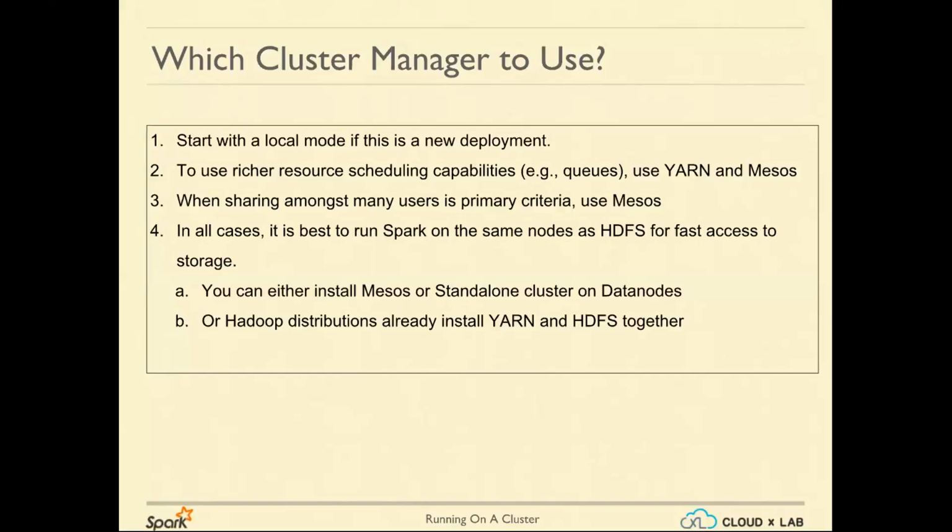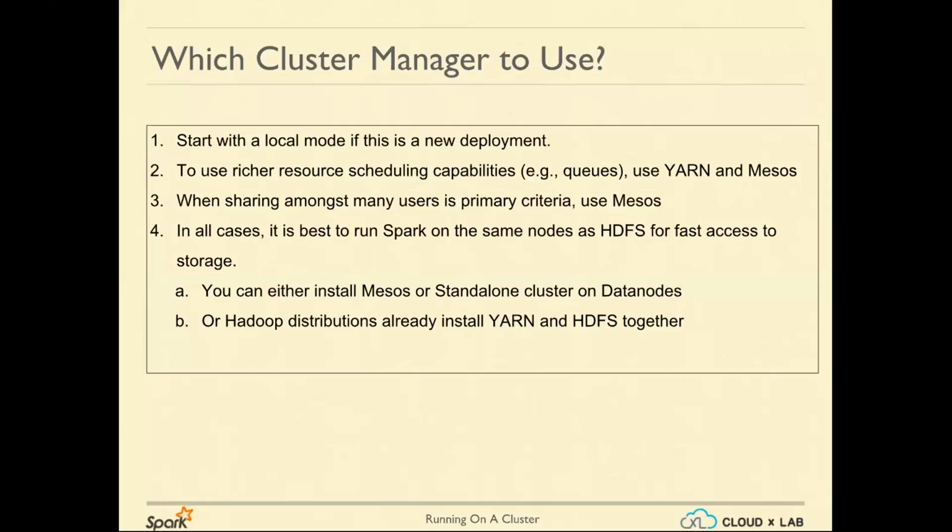In all cases, it's best to run Spark on the same node as HDFS for fast access of the data and the storage. You can either install Mesos or standalone clusters on data nodes or Hadoop distributions. On Hadoop distributions, all Hadoop distributions already install Yarn and HDFS together.